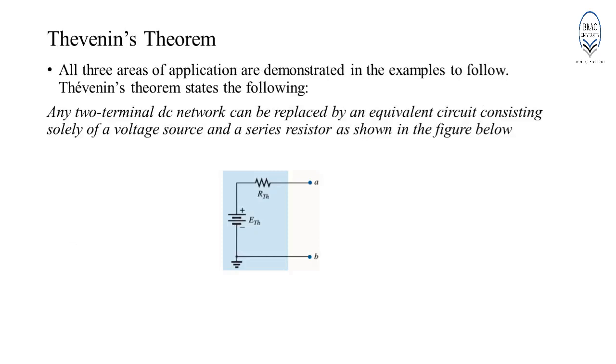By applying this theorem, any two-terminal DC network can be replaced by an equivalent circuit consisting solely of a voltage source and a series resistor, as shown in the figure. In other words, we can reduce any complex network into an equivalent simpler form, which will be represented by a voltage source, E Thevenin, and a series resistance associated with it, R Thevenin.